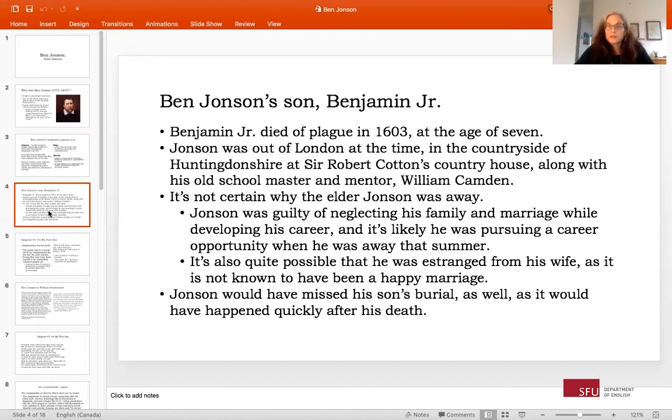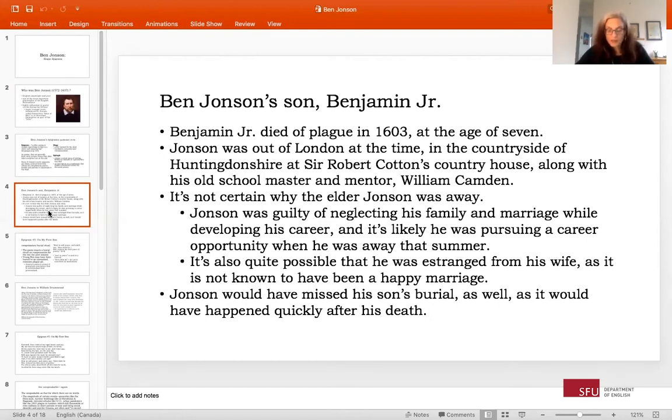So Ben Jonson's son, Benjamin Jr., died of plague in 1603 at the age of 7. And at the time Jonson was out of London, he was in the countryside, at Sir Robert Cotton's country home, and he was there with Sir Robert Cotton and also with his old schoolmaster and mentor, William Camden. We're not entirely sure why Jonson was away at this time. It's possible that he was getting away from the plague, although the plague was only just beginning when he left London. It's most likely that he was pursuing a patronage opportunity.